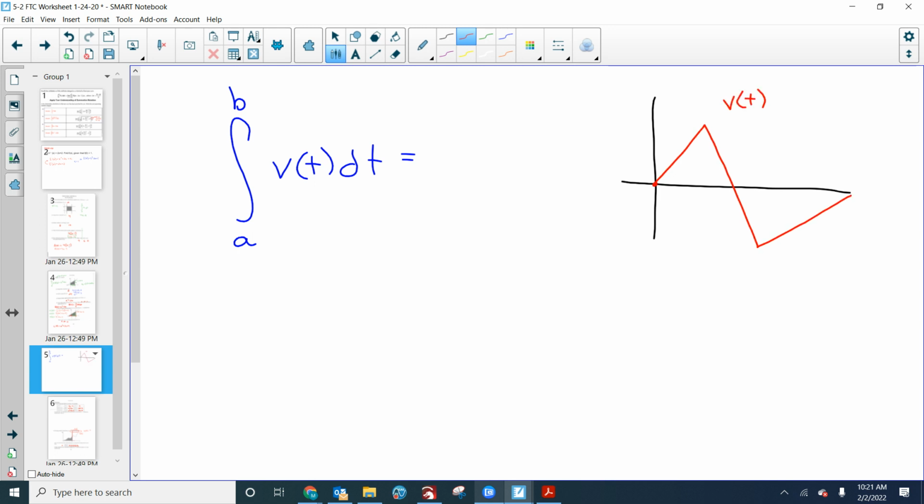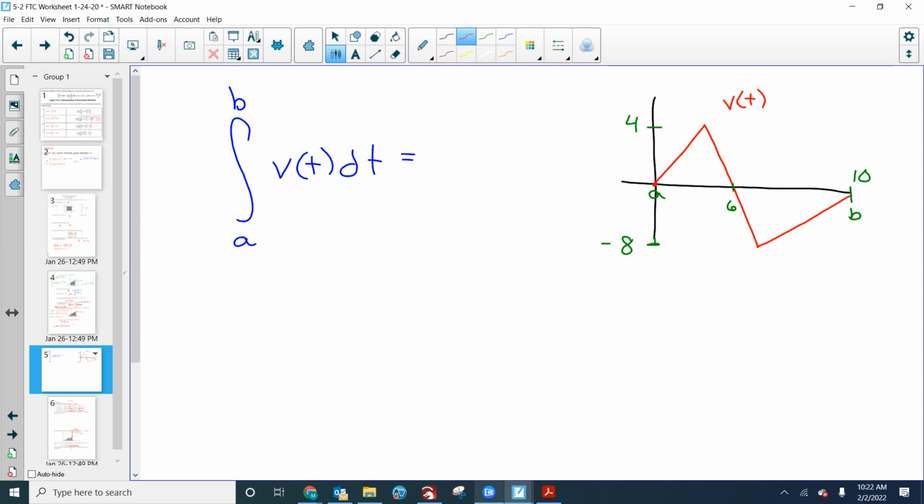This is v of t. This is not to scale. I just want to make some different numbers here. Doesn't this say to find, we're going to go generic, then we're going to make it specific, okay? We're going to call it A to B. What does this tell me to do? Find the area under v of t between A and B, okay? Let's do it.